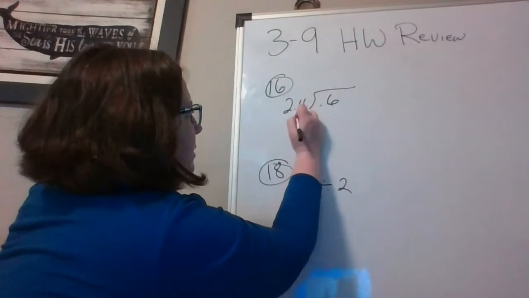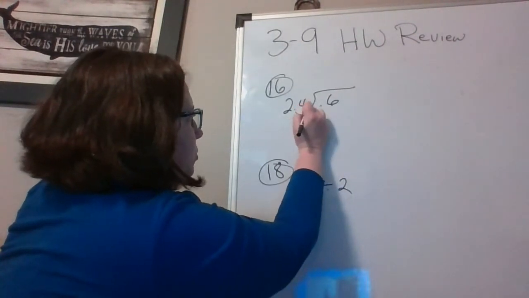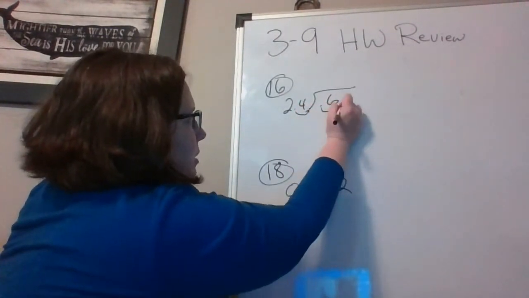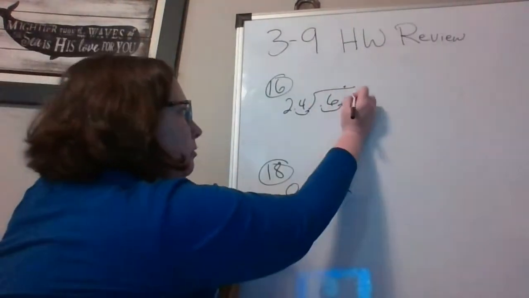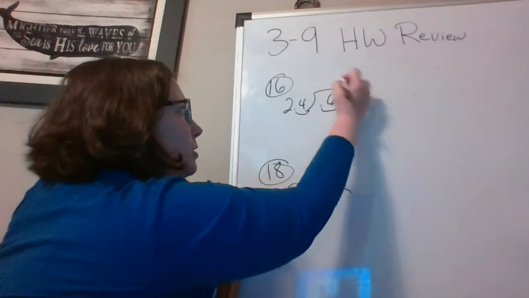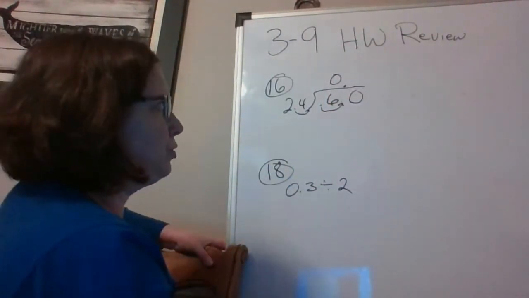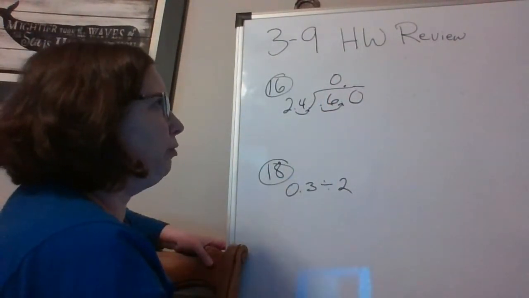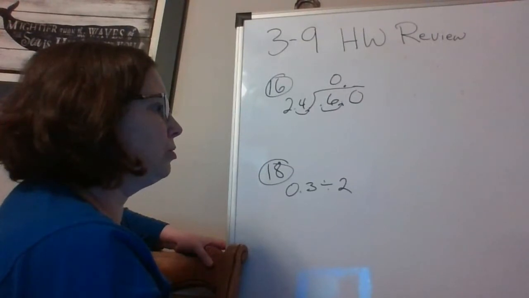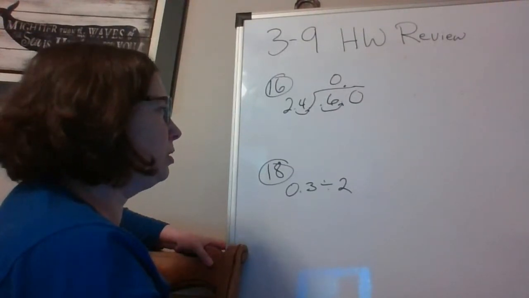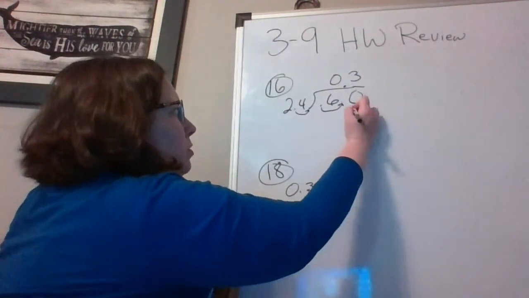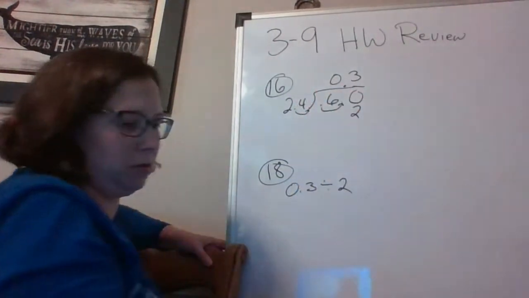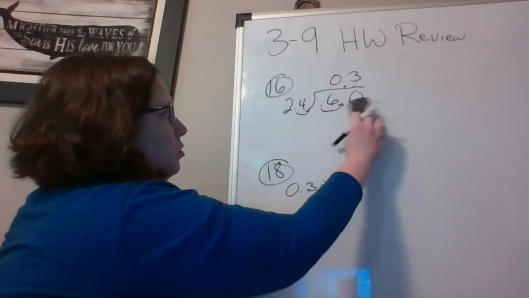Numbers 16 and 18, we are going to get rid of that decimal in our divisor and our dividend, and now we can divide. We need to add a 0 because 24 does not go into 6. 24 would go into 60, thinking 3 times. Whoops, nope, it's only 2 times. That would have been too big.